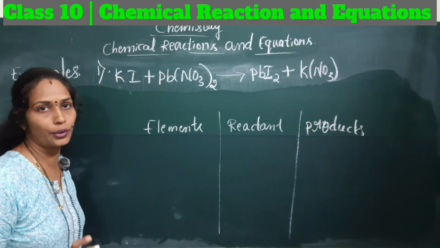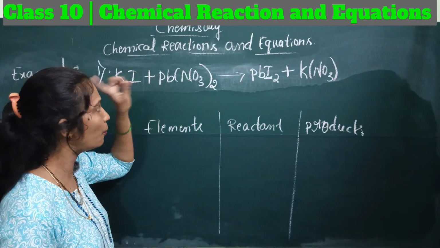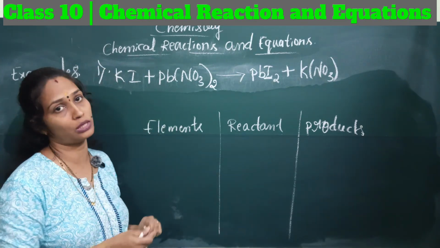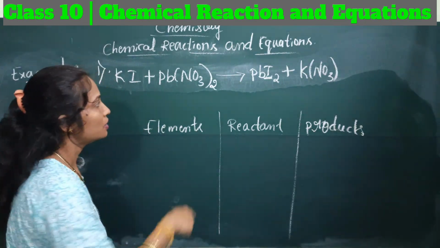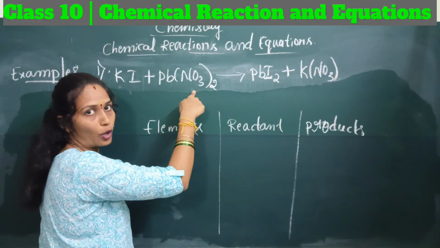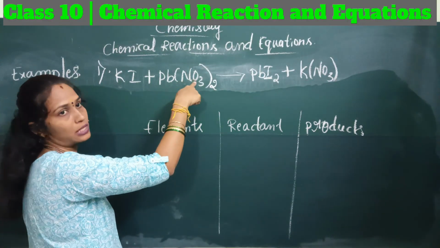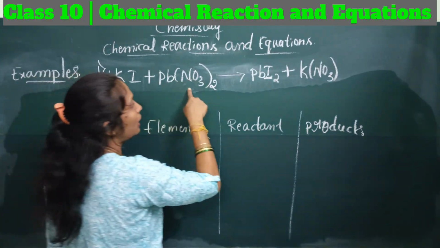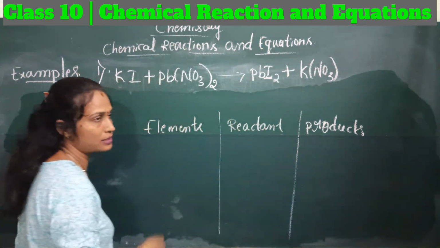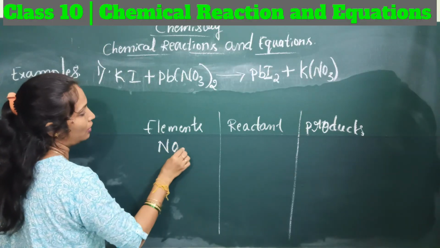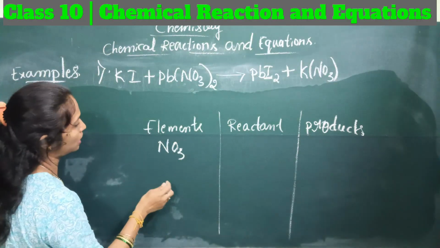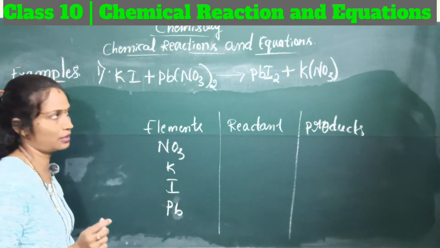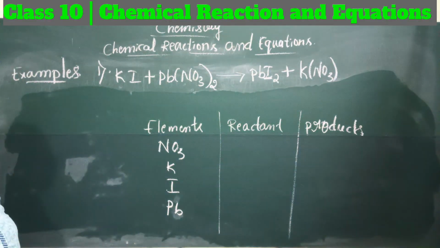So first, what I told you, for balancing a chemical equation, we need to balance the polyatomic group. If it is present on both sides, you need to balance that one first. So nitrate is one of the polyatomic groups, because nitrogen is there, oxygen is there, two atoms got combined and it is a polyatomic group. Here also nitrate is there, here also nitrate is there. First write down that one. Nitrate is there. Next, potassium is there, iodine is there, lead is there. There is no hydrogen and oxygen. Am I right? Only that many elements are present.